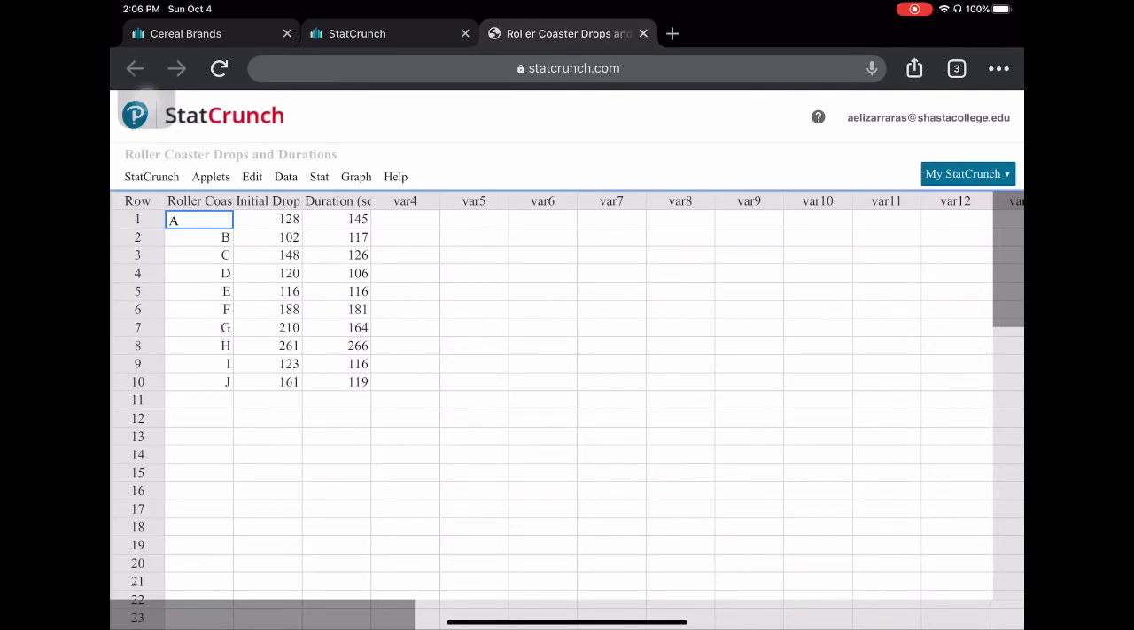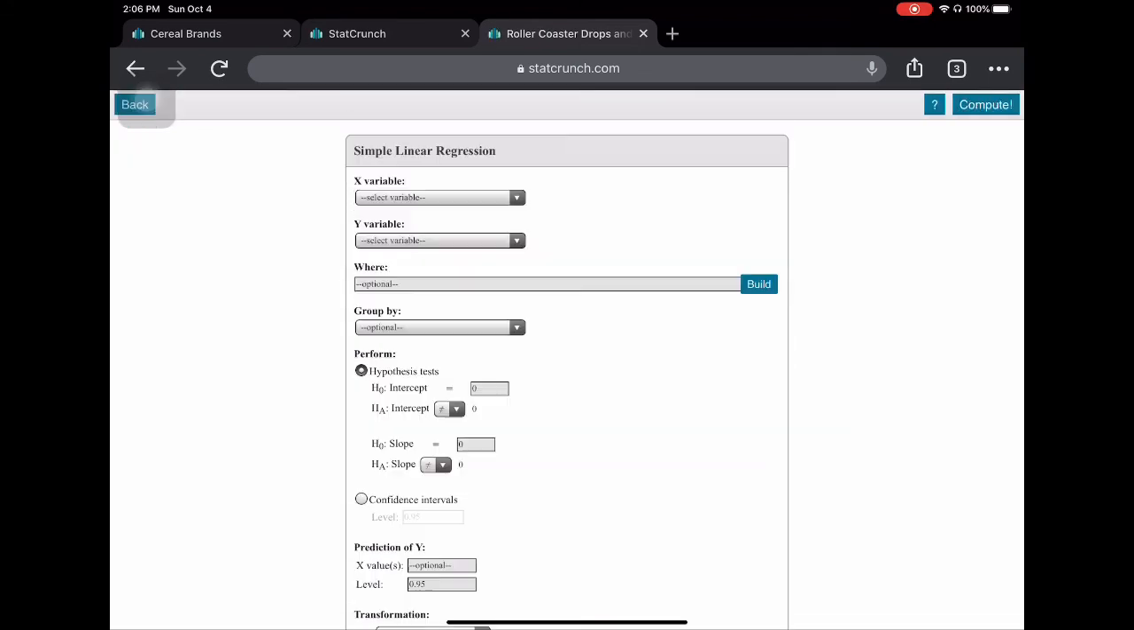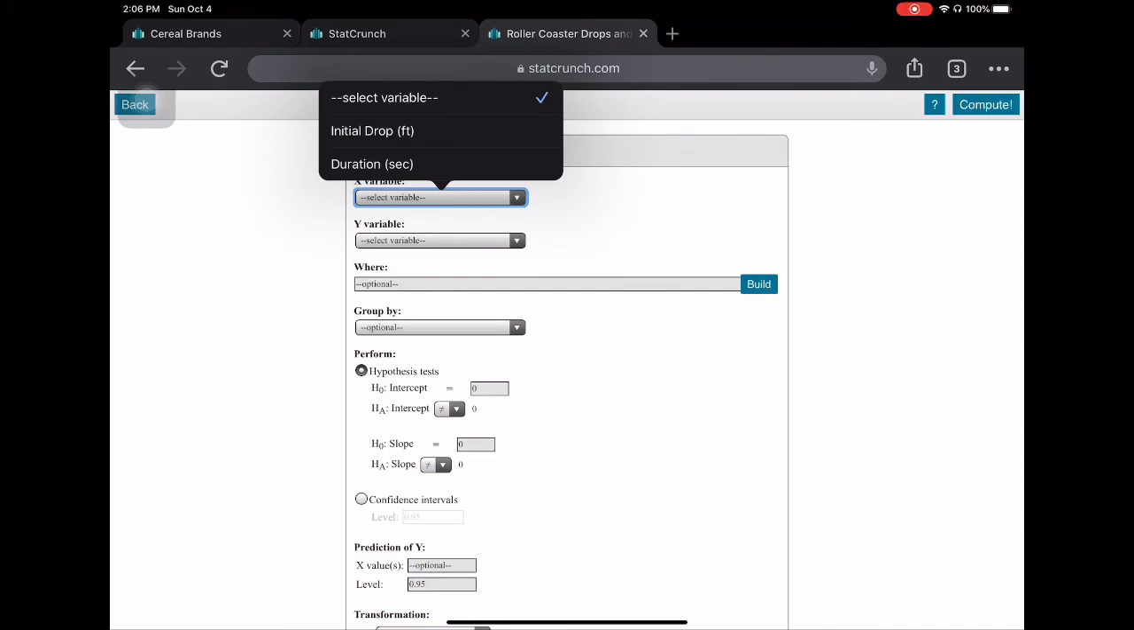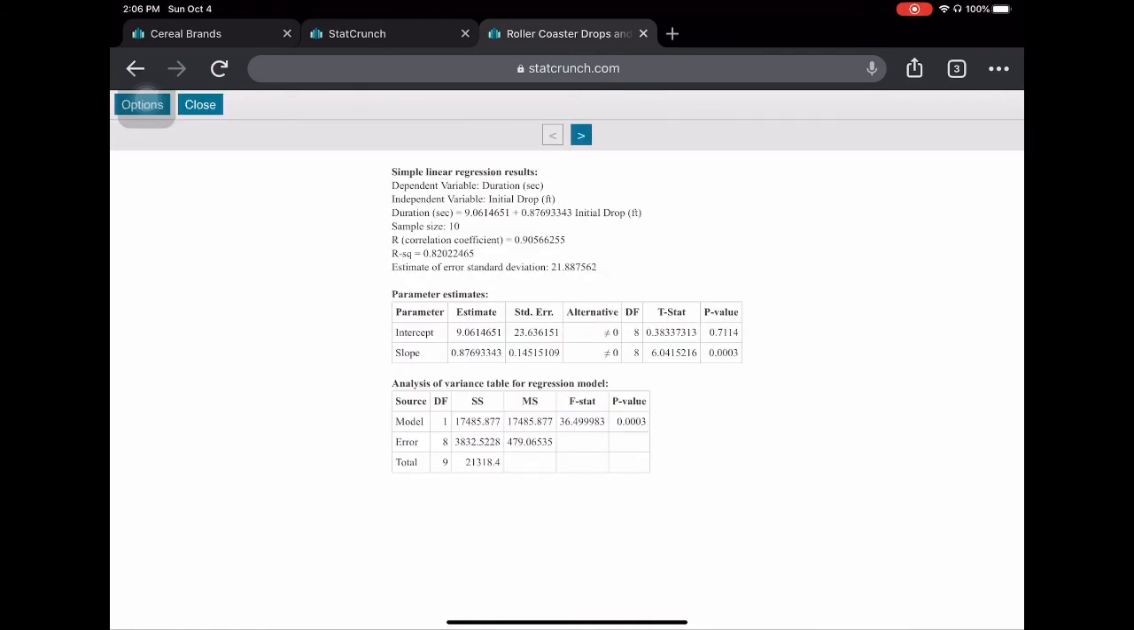Perform an analysis to explore the relationship between the initial drop and the duration, meaning initial drop is our explanatory and duration is our response. We're going to go calculate again. So stat, regression, simple linear, where x is our initial drop and duration is our response, and we compute. I'm going to take this data set and I'm going to bring it back into our notes.